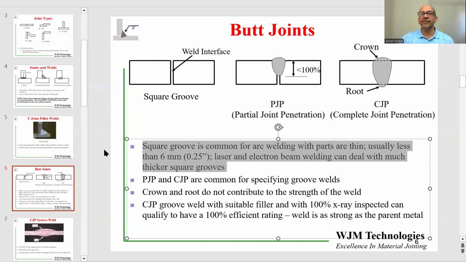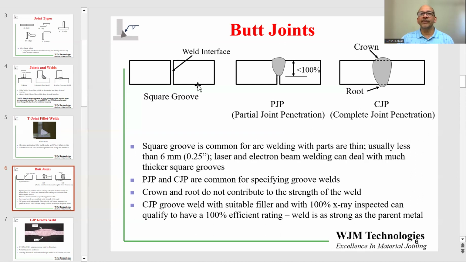Square groove joints are common when the parts are fairly thin, especially for arc welding, and they are of the order of less than 1/4 of an inch, usually even less than 3 millimeters. With laser beam and electron beam welding, you can make square groove welds which are much thicker, up to 1 inch in laser welding for sure, and even multiple inches for electron beam welding.